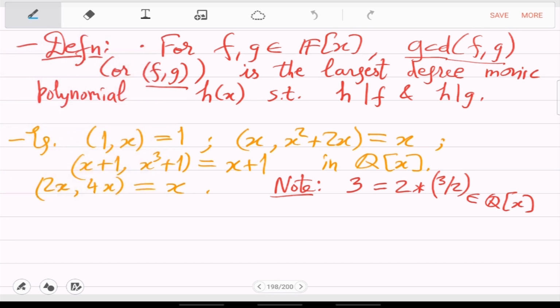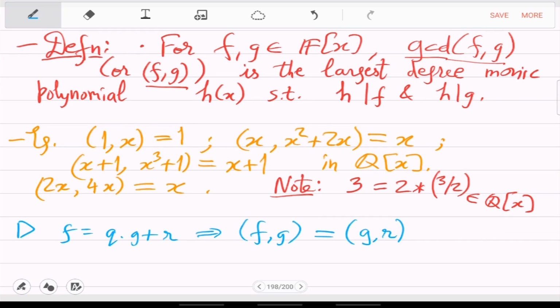Then we have this observation that we had for numbers: if after division you can write f equal to qg plus r, then what is the GCD of f and g? What was the first step in the Euclid GCD algorithm? Yes, you write f as qg plus r, and then the g part you can drop, so you get g comma r. This was the first step in Euclid GCD, and you can do the same thing now with polynomials.